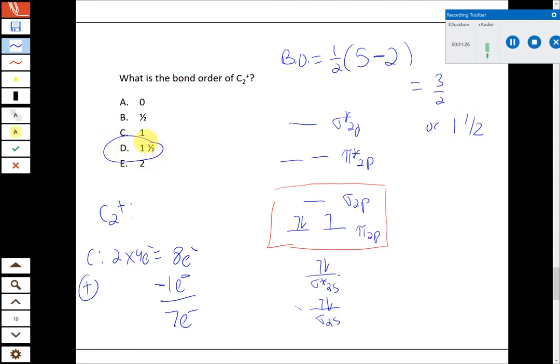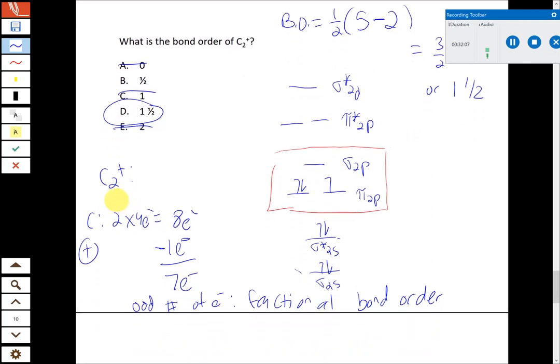Now, we could have helped ourselves in this problem, because what we should recognize is that if we have an odd number of electrons, in this case seven, the bond order is going to be fractional. So I'll write that out here. Odd number of electrons means we're going to have a fractional bond order, something .5. All right, so we could have eliminated choices A, C, and E, because if there's an odd number of electrons, you can't have a whole number bond order, 0, 1, or 2. So that means choices B and D are the only ones that are even possible. To distinguish between those two, we do need to figure out the electron configuration and calculate the bond order, and that gives us choice D. But we could have at least eliminated down to two answers.